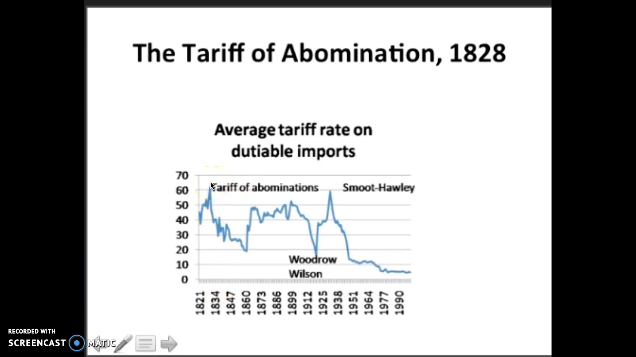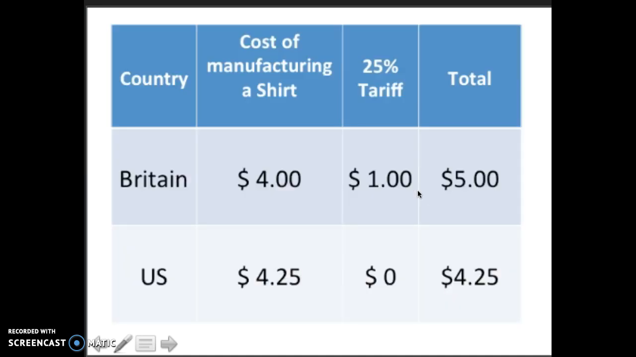is the highest tariff in U.S. history ever. So this was the first major issue that Jackson had to deal with. Congress had voted to increase tariffs to protect northern manufacturers. And here's a chart to kind of explain how tariffs work. So let's assume this is the cost of manufacturing a shirt.